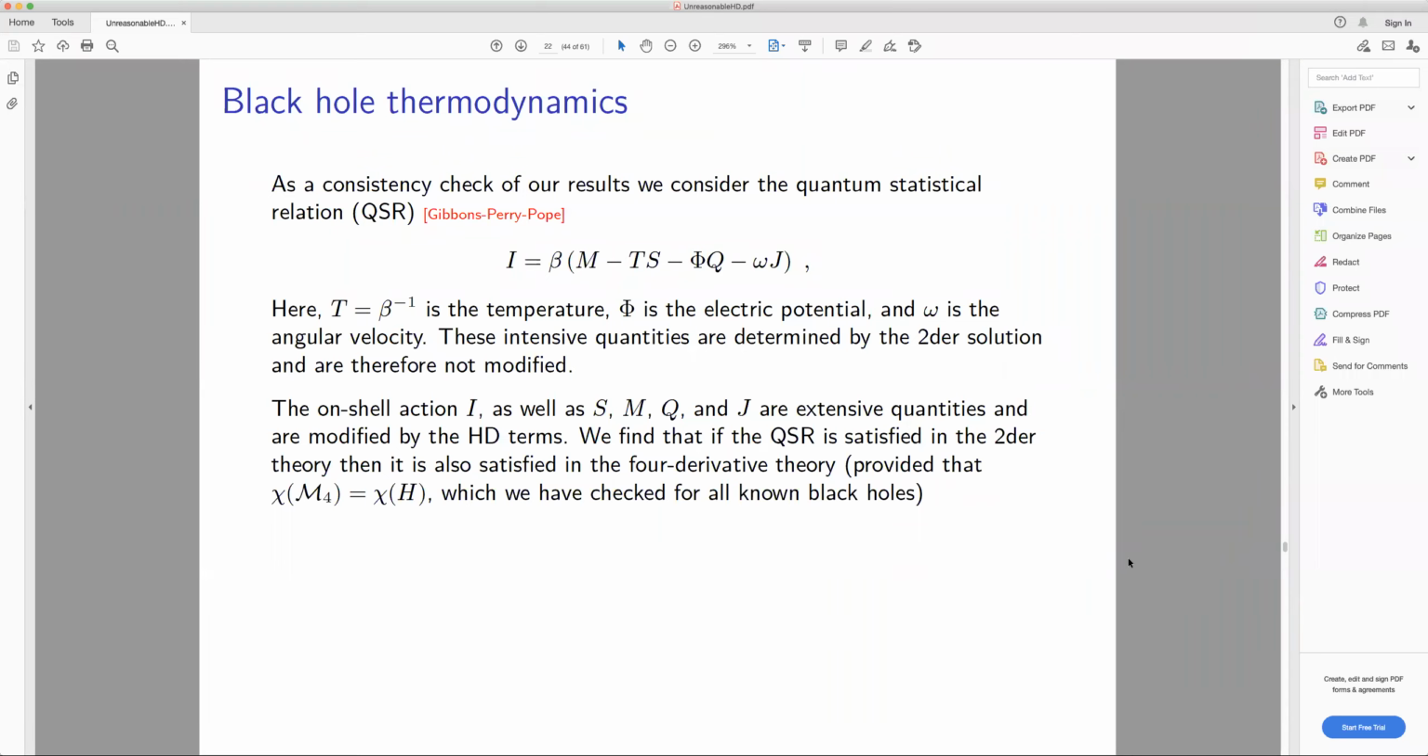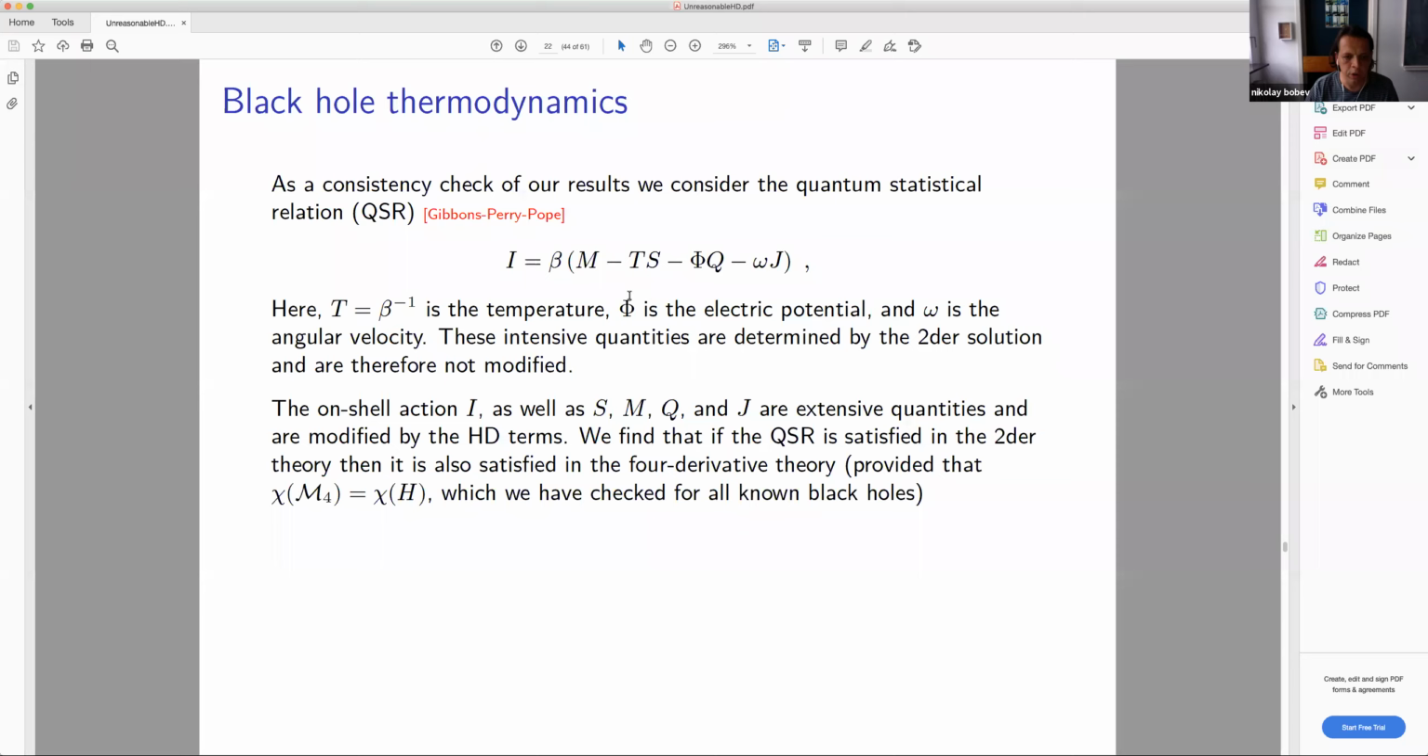Is this again making use of the idea that you have two derivative black hole solutions? Yes. Solutions of the four derivative equations? Yes, absolutely. So I'm not claiming that we have checked this for general, genuinely new solutions of the four derivative model. We have checked it only for the two derivative solutions of the bigger action.